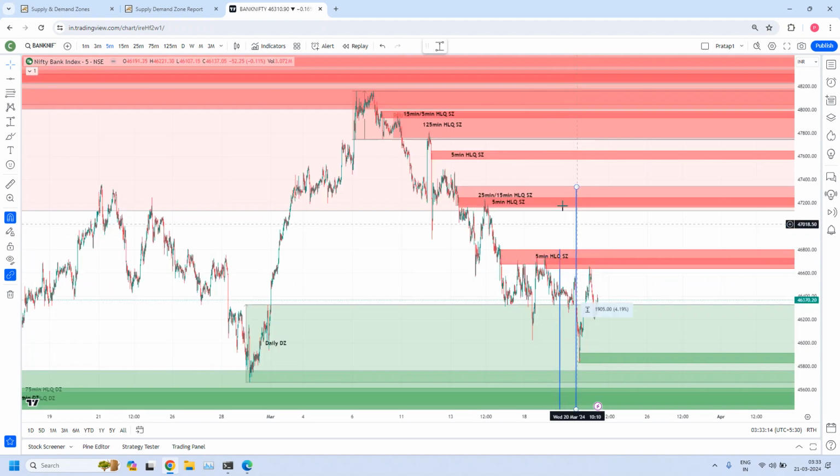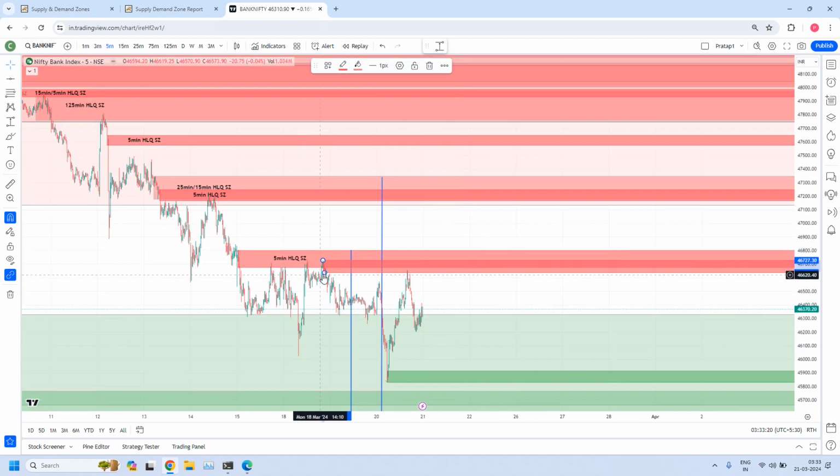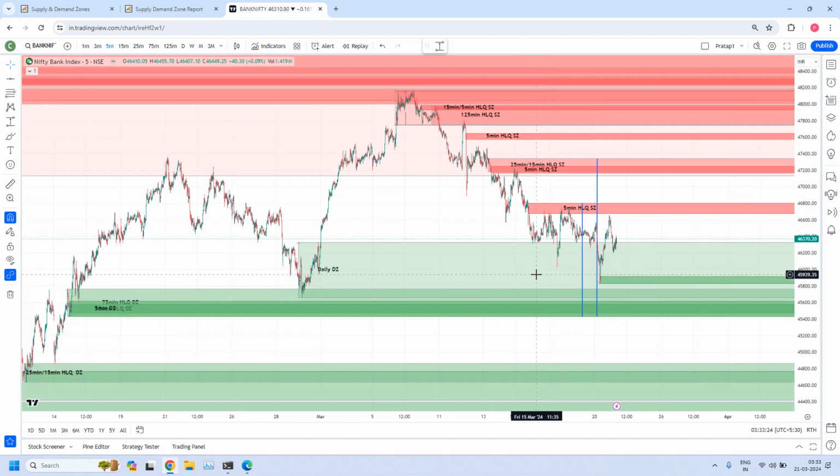In case this is violated, you can go. But anyway, you can't plan a trade here because it is already tested. Now let me remove it. But a new zone, so anything created today we will add into the list. We forgot to do that.